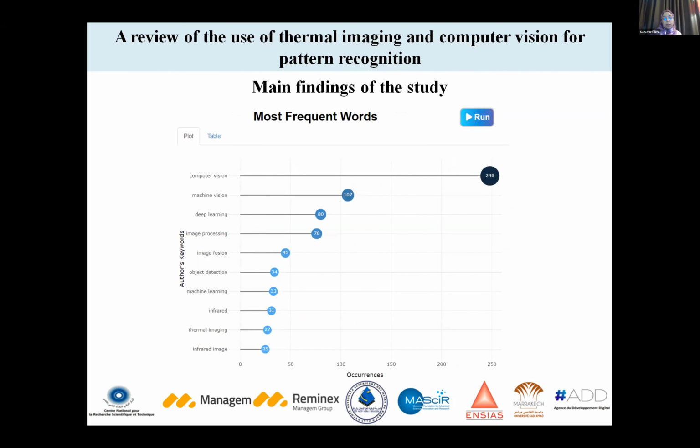Then the study also includes the evaluation of keyword frequency to identify the most relevant ones. For example, the results show that computer vision is the most frequent word in all the articles analyzed. It's followed by machine vision, deep learning, image processing, etc. Here we present the 10 most frequent words, and we can also have other presentations of the same results.